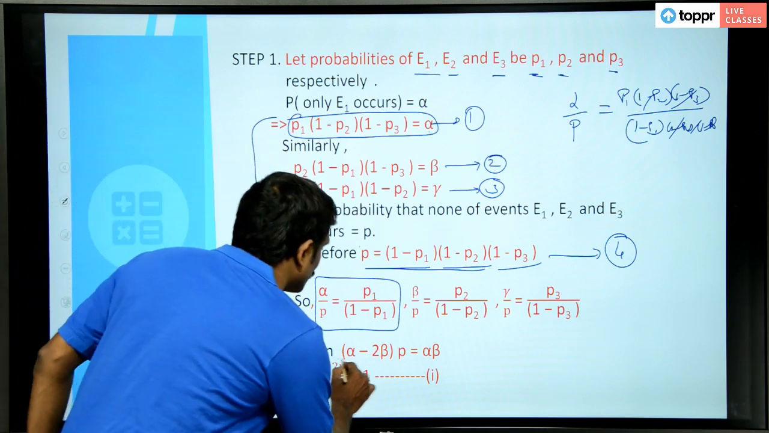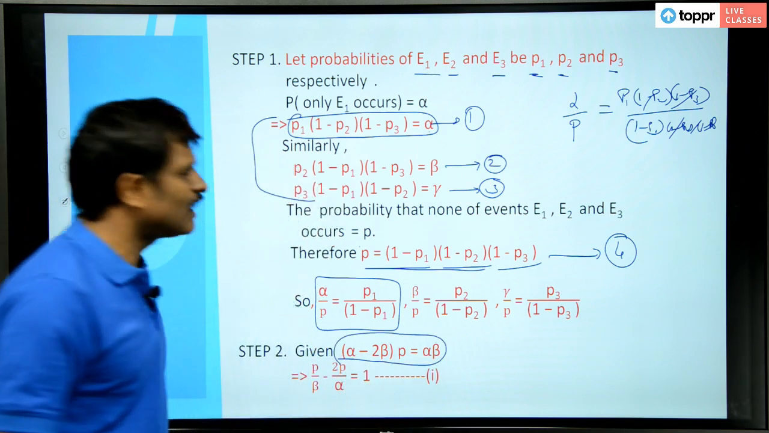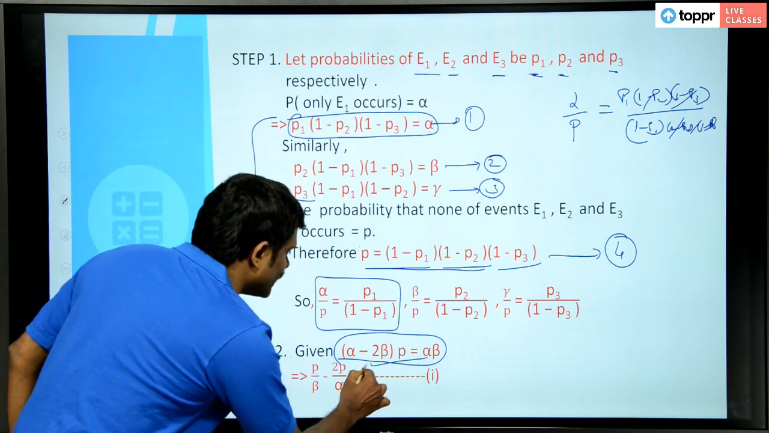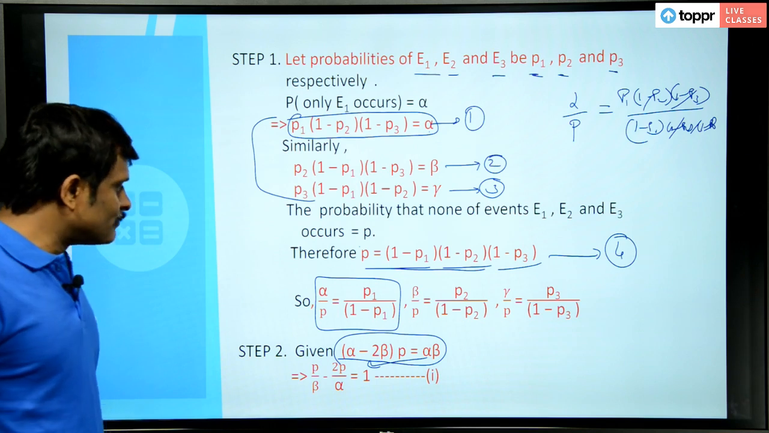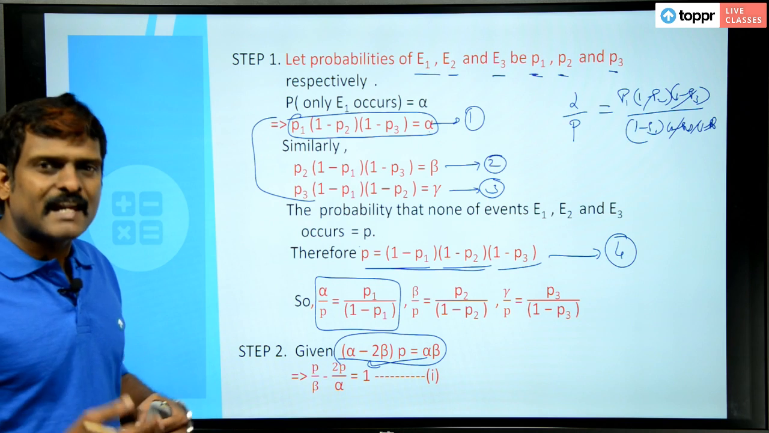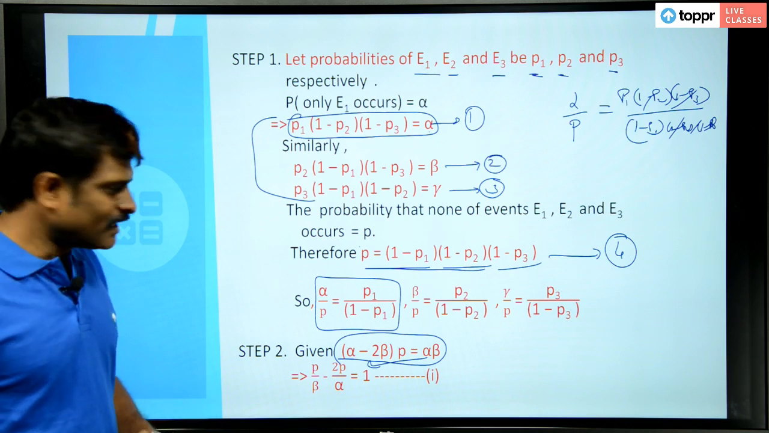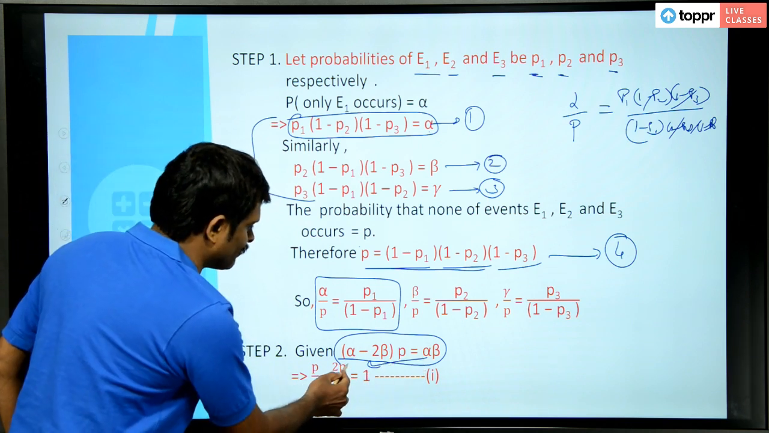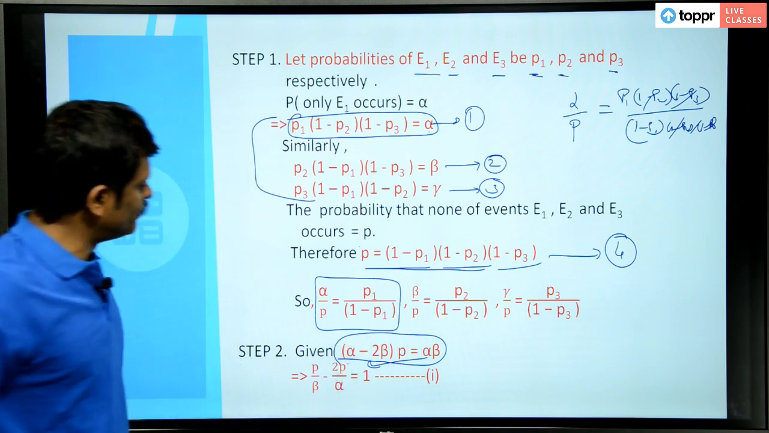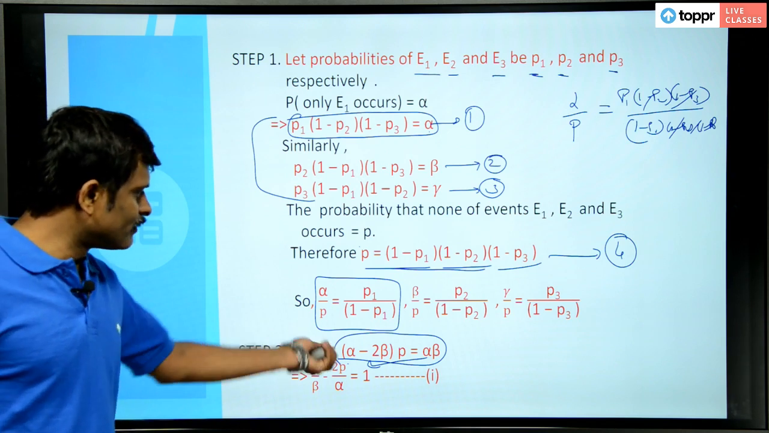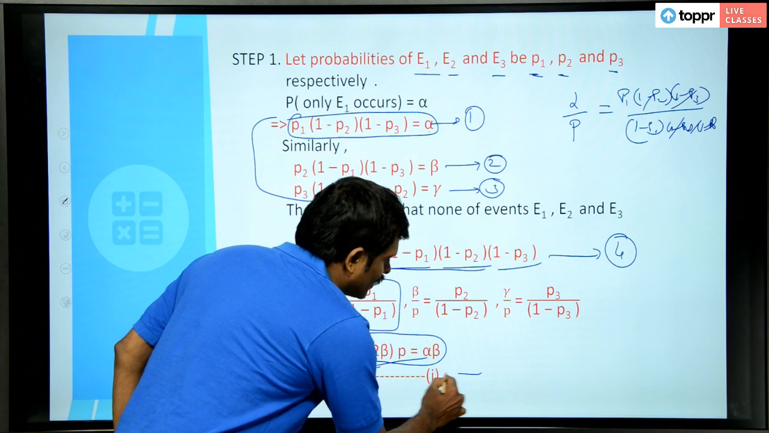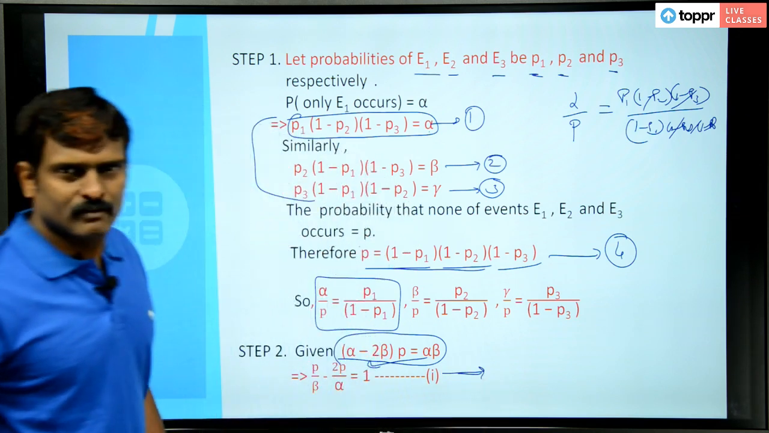Now, we are taking the equations given to us. First equation given to us is what? Alpha minus 2 beta times P is equal to alpha beta. I did not do anything here, I just divided by alpha beta. See, this is what I am saying, like, calculations should be very quick so that you save some time to solve the rest of the questions, right. So, what did I do? I divided it by alpha and beta on both sides. So, what will you get? P by beta minus 2 P by alpha is equal to 1, just dividing it on both the sides, right, by alpha beta. And we are naming this equation as 1, right.